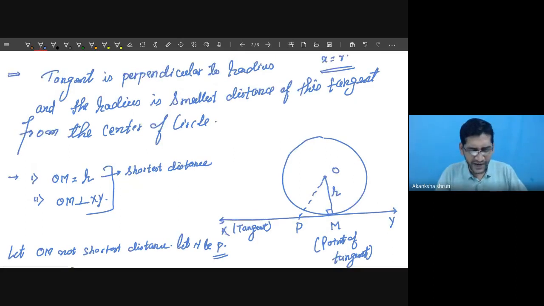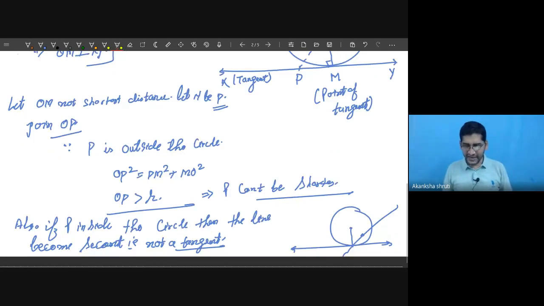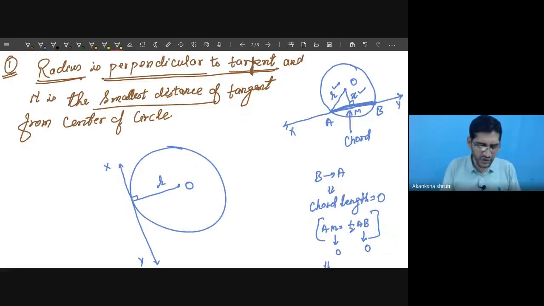So what we have to keep in mind is that the tangent is perpendicular to the radius. That is one thing we need to keep in mind. Or, the smallest distance of this tangent from the center is our radius itself. That is the other way of saying the same thing. So these are the two things we have to keep in mind here. Now regarding this tangent, whether radius perpendicular to tangent or tangent perpendicular to radius, both mean the same thing. Okay? And it is the smallest one.